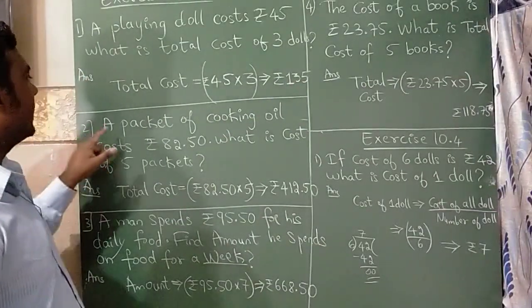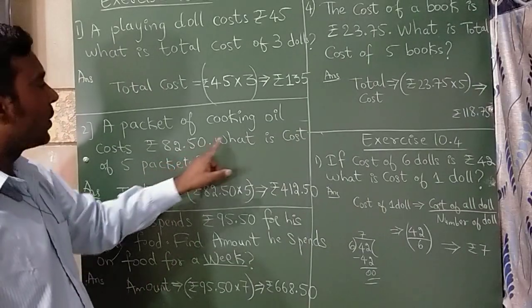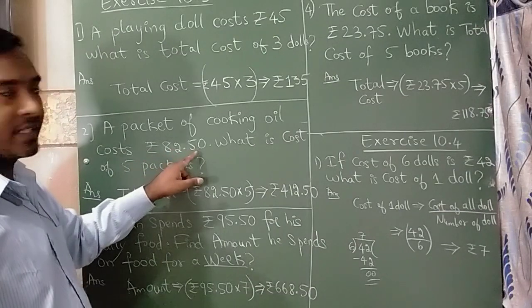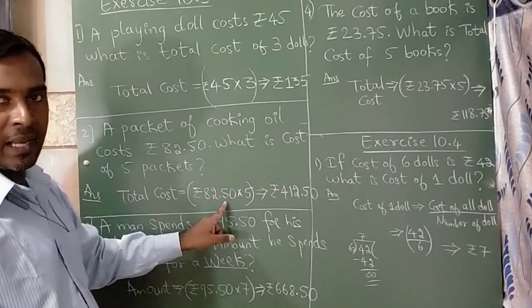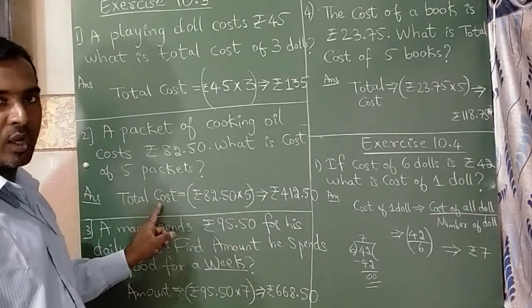Fine. Now next question is, a packet of cooking oil costs rupees 82.50. What is the cost of 5 packets? So one packet is 82.50. So 82.50 into 5. If you multiply, you will get rupees 412.50. That is the total cost.